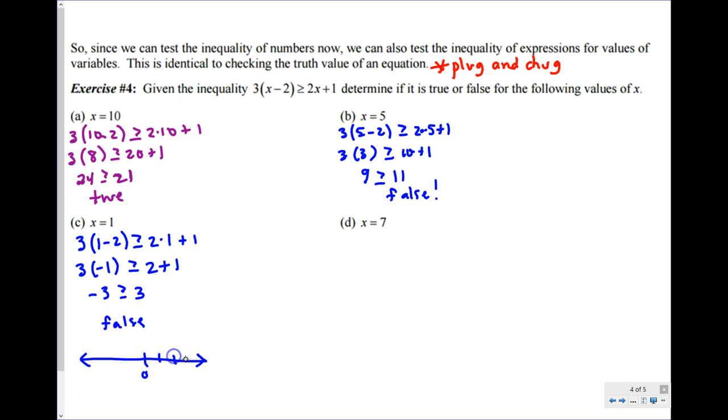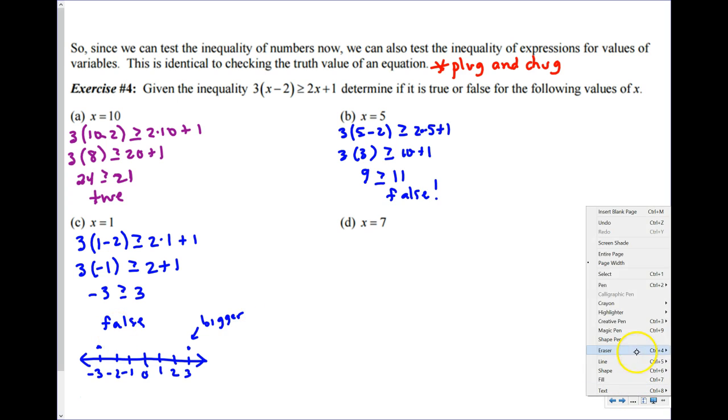And again, if you need to graph it to help you, sometimes this helps. 1, 2, 3, 1, 2, 3. If you need to use the number line at the front of the room when you come into class, here's negative 3, here's positive 3. This one is the bigger number. So this is false. Okay?